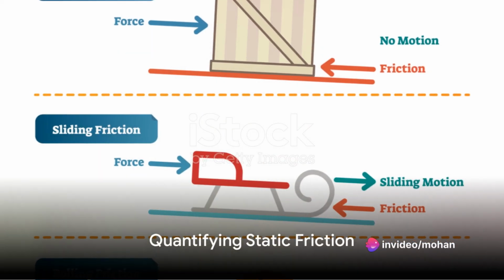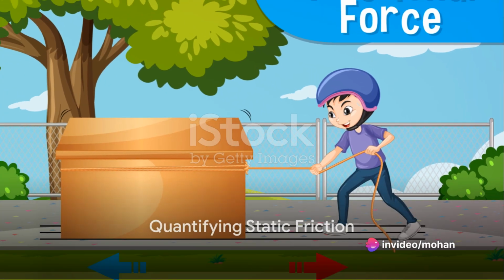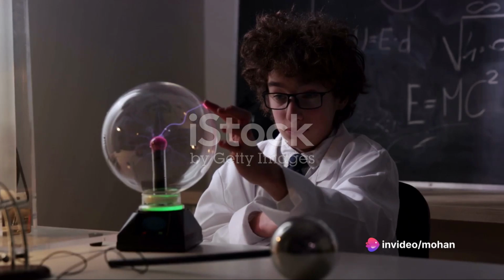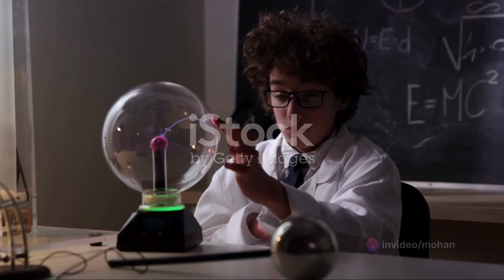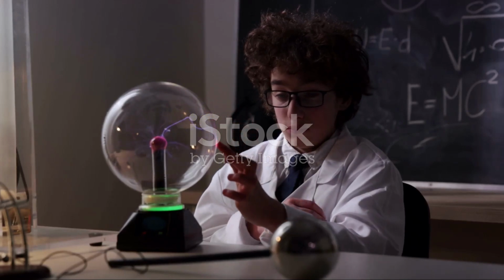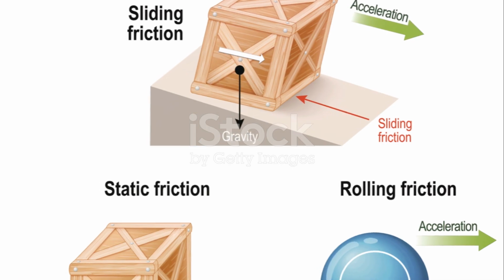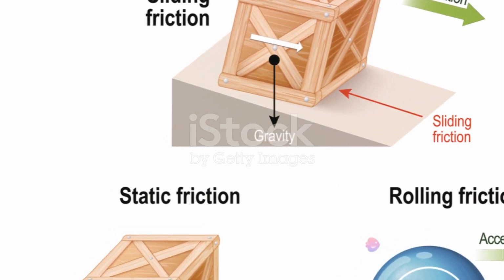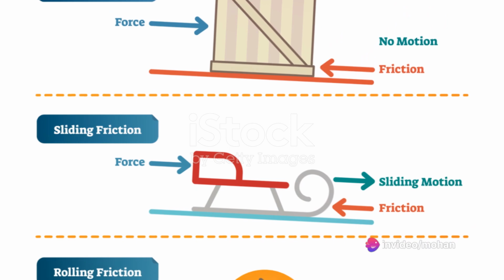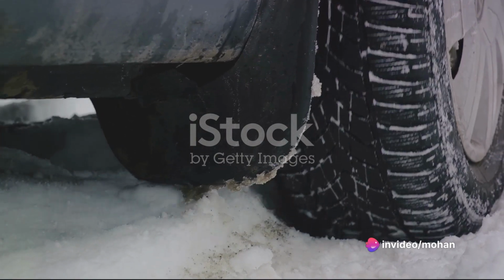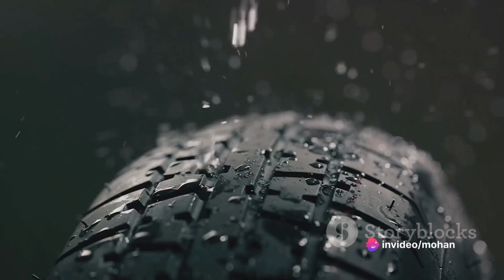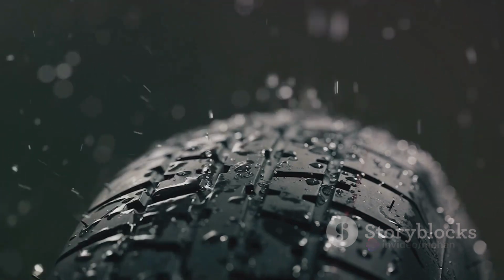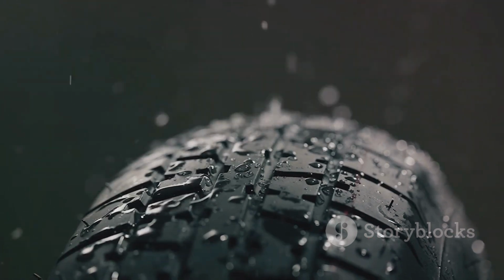The concept of static friction is quantified by a simple formula: Fs = μs n, where Fs is the force of static friction, μs is the coefficient of static friction, and n is the normal force. The coefficient of static friction varies depending on the two surfaces that are in contact. For example, the static friction between your car tires and a gravel road is different from that between your car tires and a snowy road.